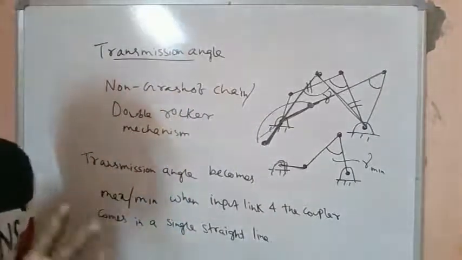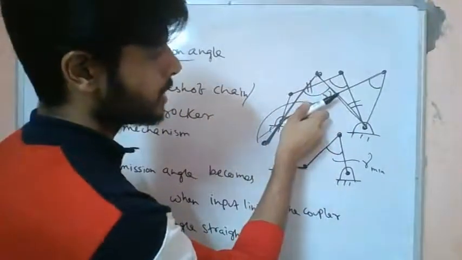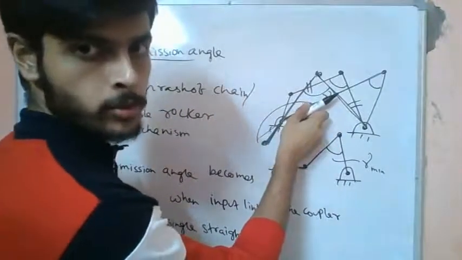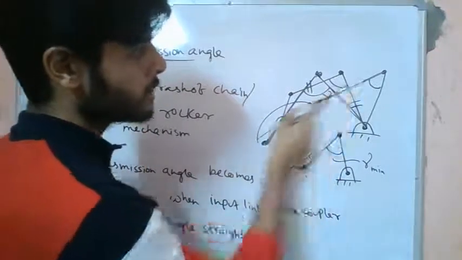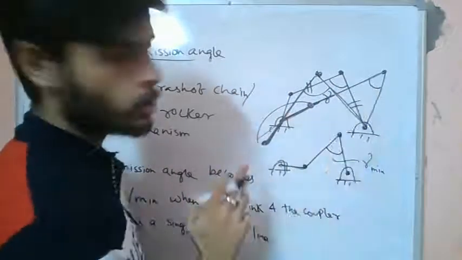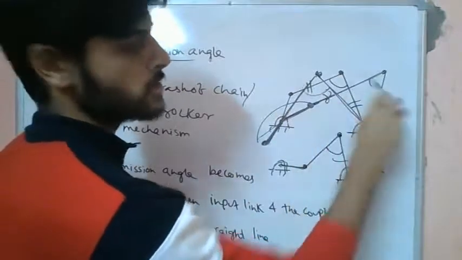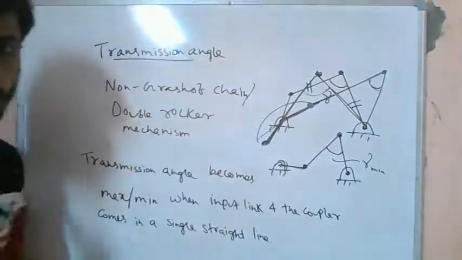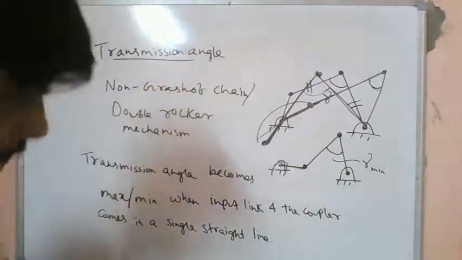in such kind of cases, when the input link and the coupler become collinear, coming along a single straight line, then the transmission angle will attain its maximum or minimum, like this or like this. In this case it is maximum, in this case it is minimum. So these are the 4 conclusions that we have drawn. Using these 4 conclusions, we will try to solve one problem.